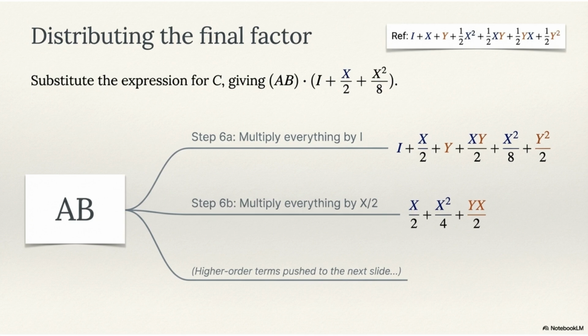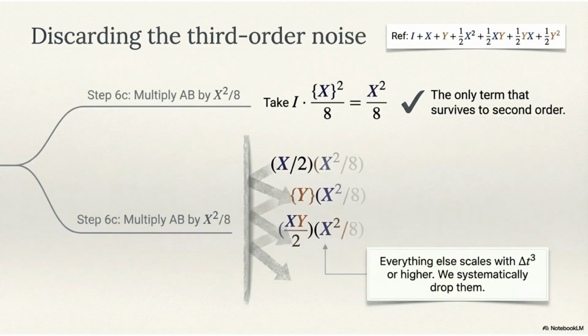Now we distribute the final factor e^(x/2). We substitute the expression for AB and multiply by the expansion of the last factor. This is broken down into multiplying by the identity I and by x/2. The final part of the multiplication involves terms from multiplying AB by x squared over 8. We discard all resulting terms that scale as delta t cubed or higher, keeping only the I times x squared over 8 term.